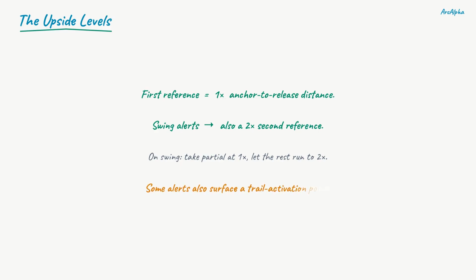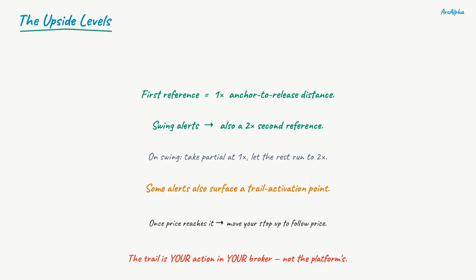Some alerts also surface a trail activation point, the price at which a trailing stop becomes relevant. Once price reaches that activation point, you can move your stop to follow price up, locking in profit while the position runs. The trail is your action in your broker, not the platform's. The platform points at the activation level. You decide whether and how to use it.